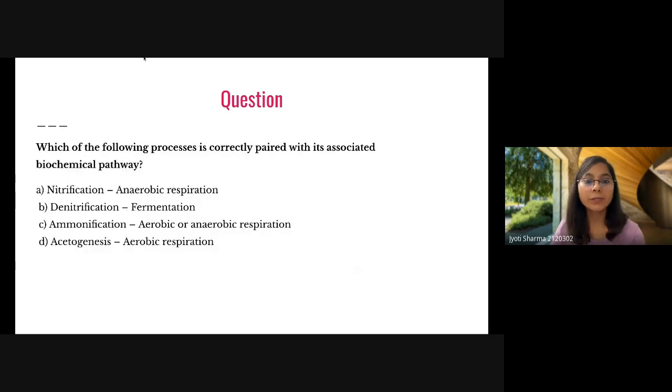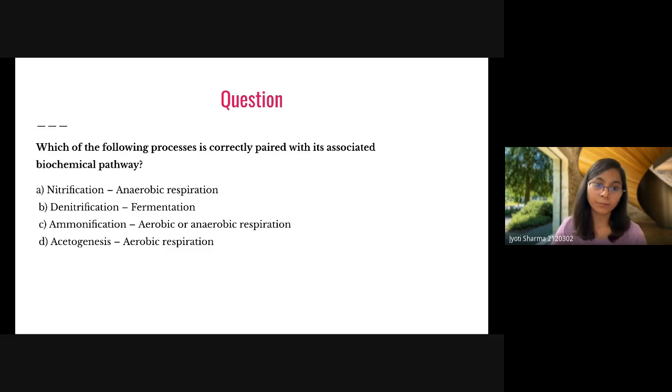So coming to the next question, and right now we are slowly moving to the biogeochemical cycles, the nitrogen cycle, carbon cycle, sulfur cycle, and how one cycle is different from another cycle. So we are slowly moving to the biogeochemical cycles. The question is, which of the following processes is correctly paired with its associated biochemical pathway? And we have four options.